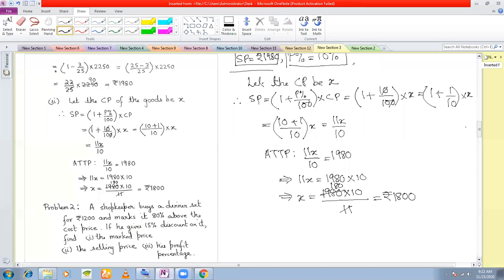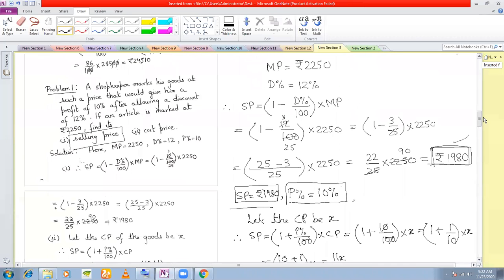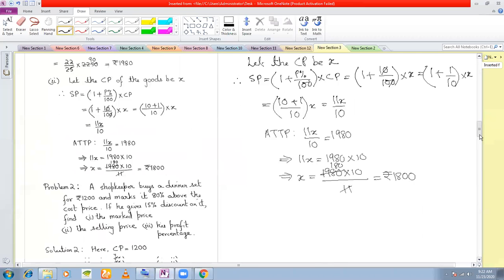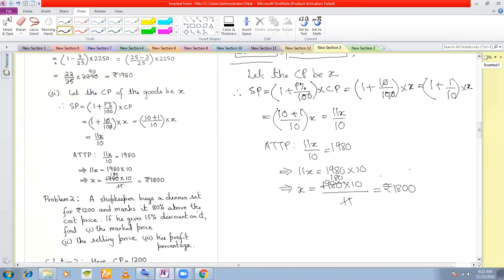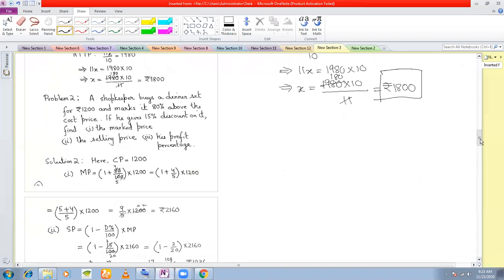Any question on this? So what you see in this sum is, from the mark price, I have calculated the selling price. And from the selling price, I have calculated the cost price when the profit percentage was given. Very, very important problem. Please go through this problem once again. If you understand this problem, you have understood mostly profit, loss, and discounts. Let us see the next problem.